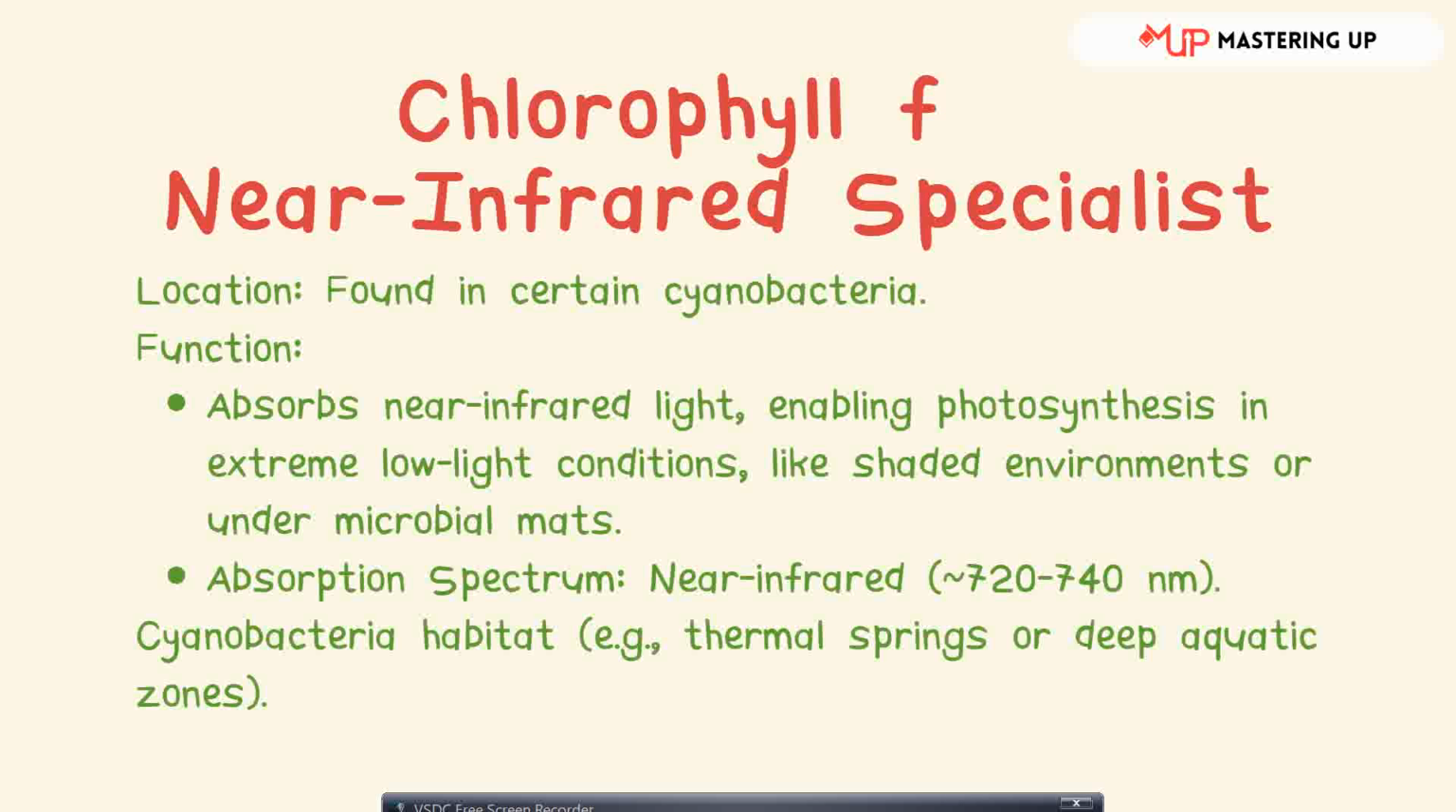Now chlorophyll F, they are near infrared specialists. That is found in certain cyanobacteria, and its function is that it absorbs near infrared light, enabling photosynthesis in extreme low light conditions like shaded environments or under microbial mats. Under these microbial mats or shaded environments, where very extreme low light conditions are present, basically where the light is about absent, chlorophyll F helps. It absorbs near infrared rays. So the absorption spectrum is near infrared, that is 720 to 740 nanometer.